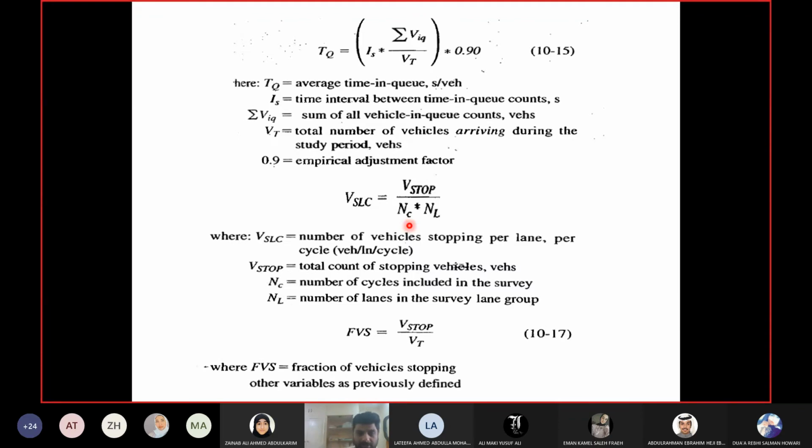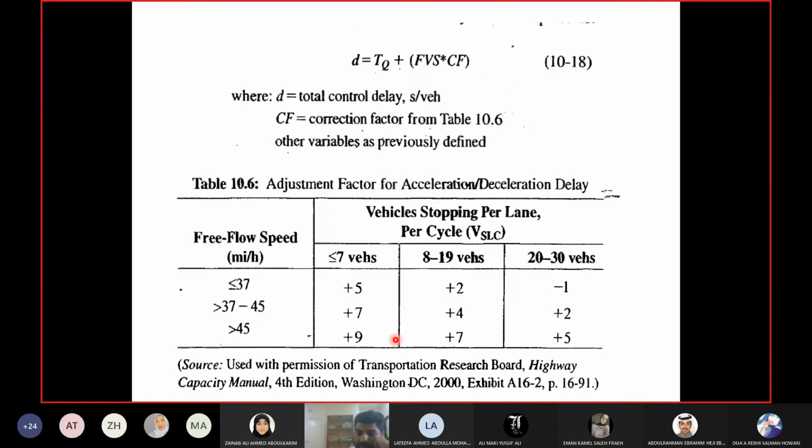Okay, so you have to observe these things. You calculate VSLC, then you calculate FVS. FVS stands for fraction of vehicles stopped. So, total number of vehicles stopped upon total number of vehicles. Basically, the ratio of the observations from observer 2. Both observations are from observer 2, so you take their ratio, you get FVS.